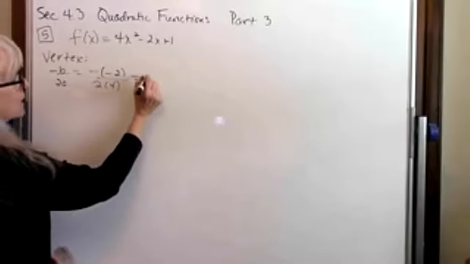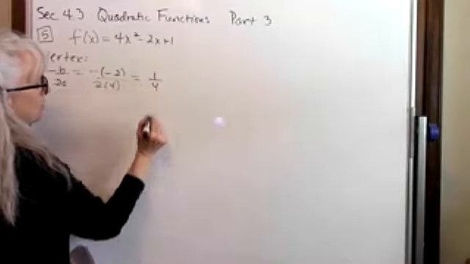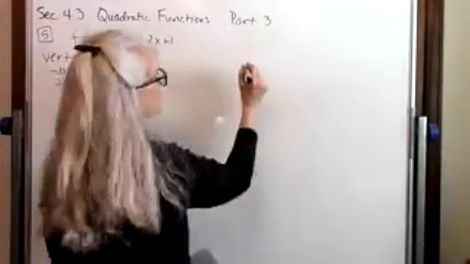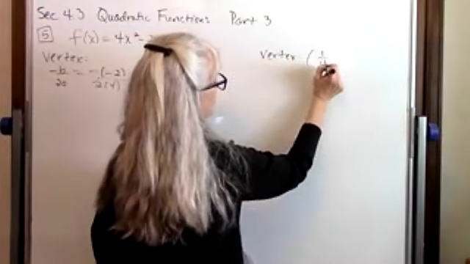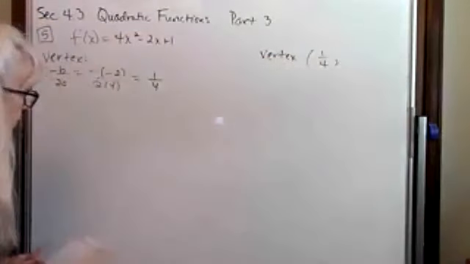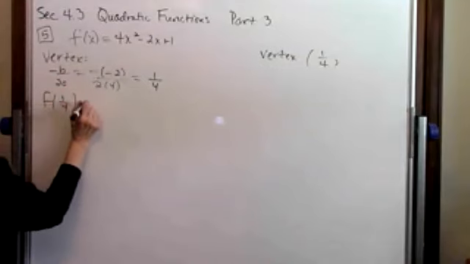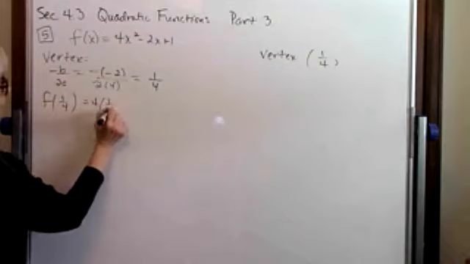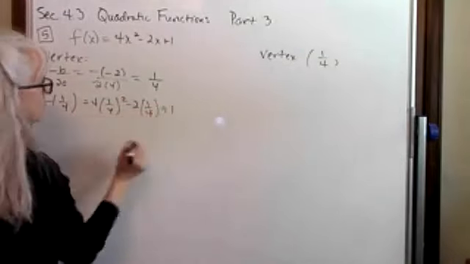We'll end up with a positive, but 2 over 8 is going to give us a positive 1/4, which is not as nice as the last example. So we now know in terms of the vertex that the x coordinate is 1/4. So in order to find the y coordinate, we're going to find f of 1/4. So that's 4 times 1/4 squared minus 2 times 1/4 plus 1.